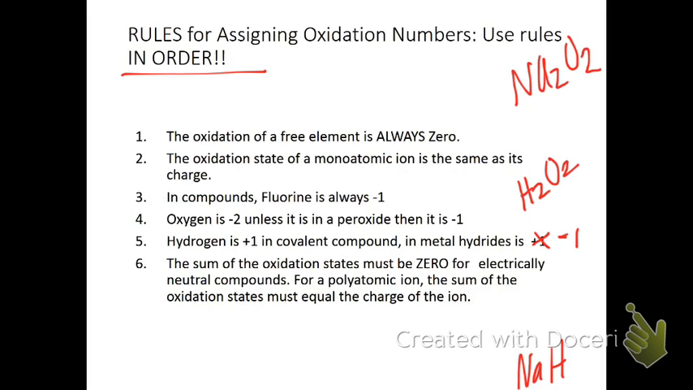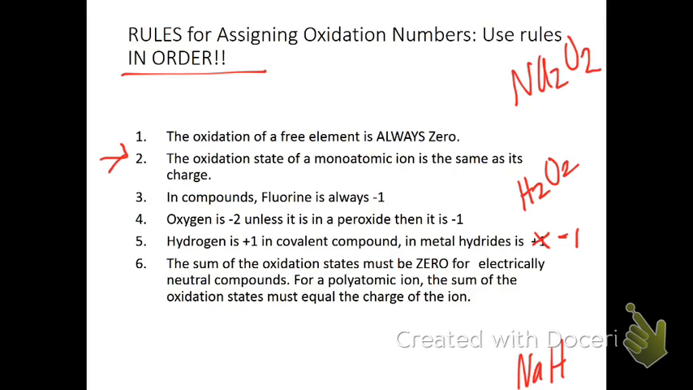I skipped rule number 2. Why didn't y'all stop me? Sorry. A monoatomic ion's oxidation state is the same as its charge. Meaning, if I have sodium, its oxidation state is going to be the same as its charge, plus 1. If it is a group 1 or 2, it's going to be the same as your charge every single time. Group 1, always a plus 1. Group 2 metals, always a plus 2. Your transition metals, however, that's not always the case. You have to look at what it's bonded with.